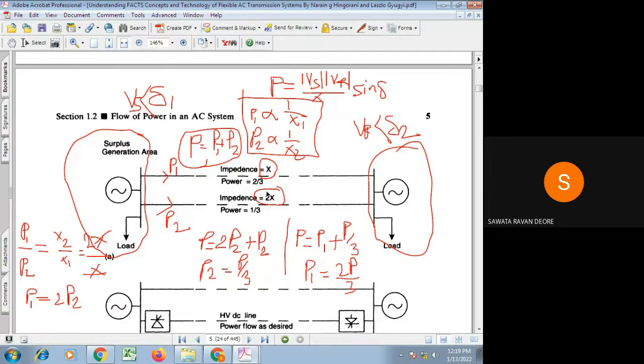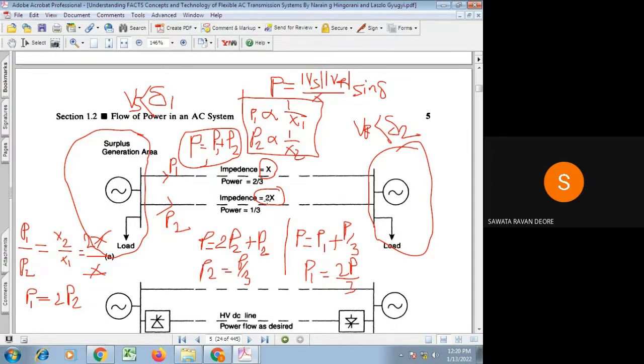Obviously, as the deficit between this region and this region changes, the value of P changes, and according to that P1 and P2 change. But obviously the ratio of P1 and P2 is always the same: P1 is always 2/3 of P and P2 is always 1/3 of P. That is because line 1 is having reactance X and line 2 is having reactance 2X. Practically, those values will be different, and according to those different values, the sharing gets decided.